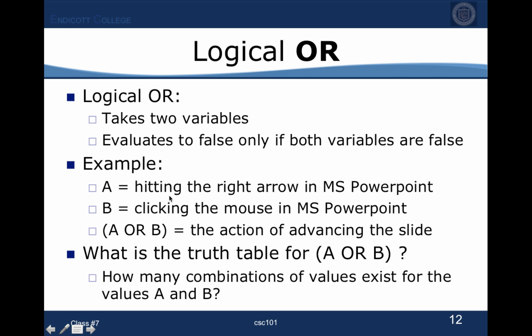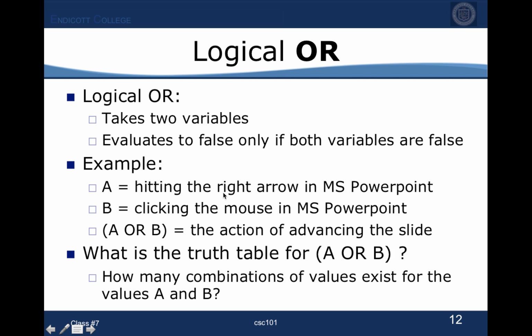Or, as we said before, OR is true as long as A or B or both are true. So OR is sort of almost like the opposite of AND, right? Because AND is mostly false and only true if they're both true. Well, OR is only false if they're both false, right? Because again, as long as one of them is true, I'm good to go. It's true.